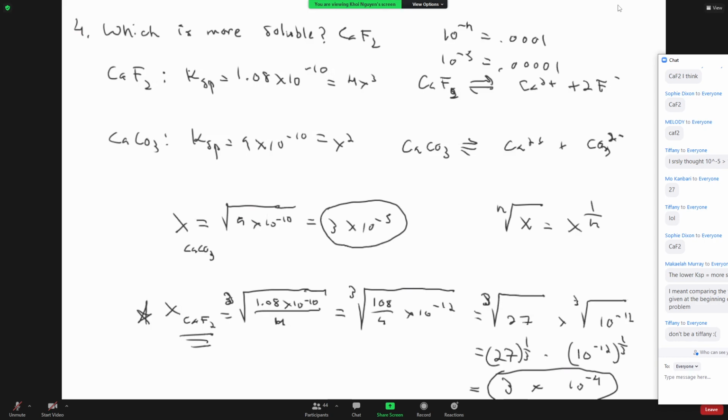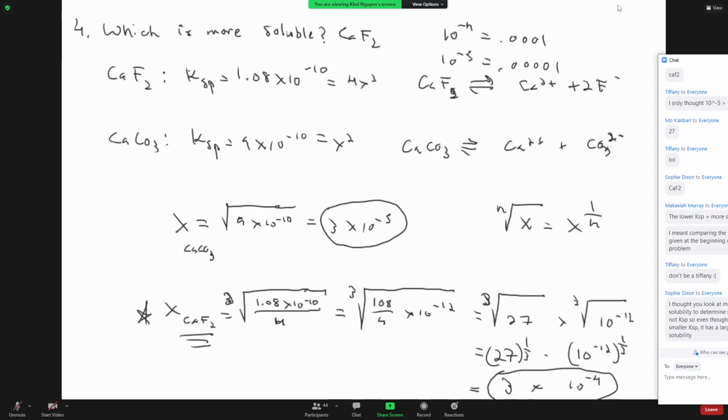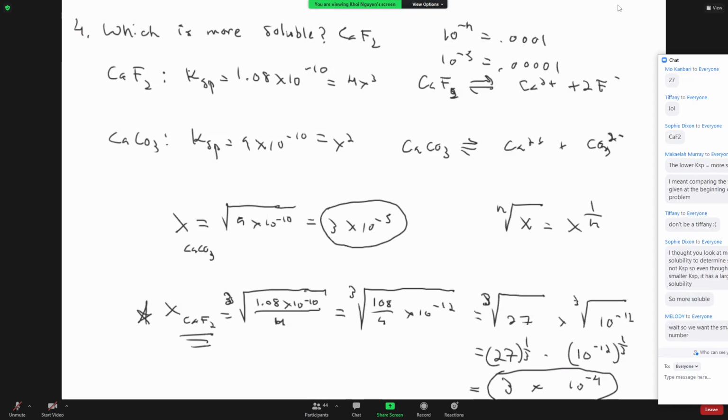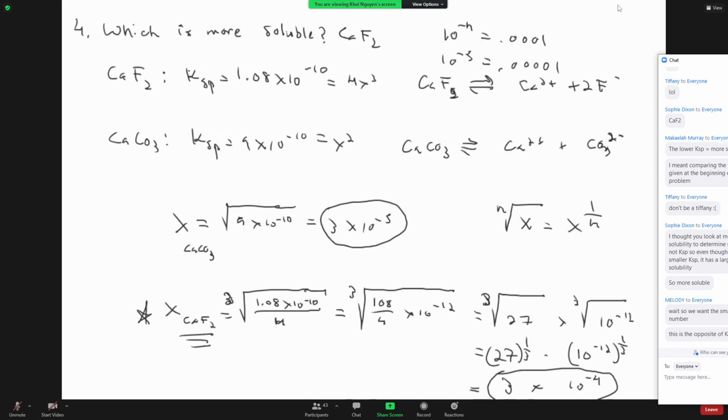It should be the same thing, right? Larger KSP means higher molar solubility, which means it dissolves more. Yes, Tiffany made that mistake earlier. I thought you looked at molar solubility to determine solubility, not KSP, given that KSP is smaller. Yes, that is true when you're comparing things with different numbers of ions. But when there's the same number of ions, you can just simply look at the KSP.